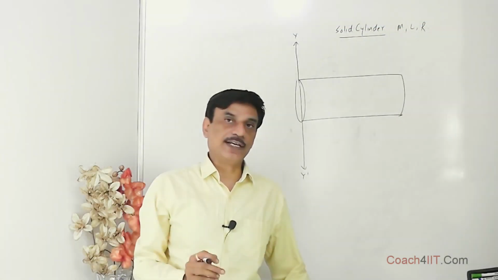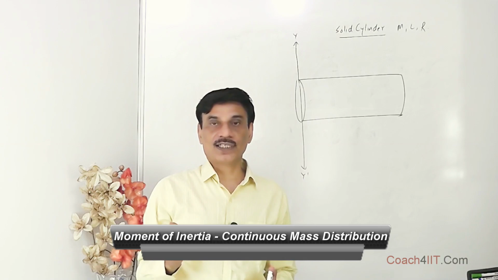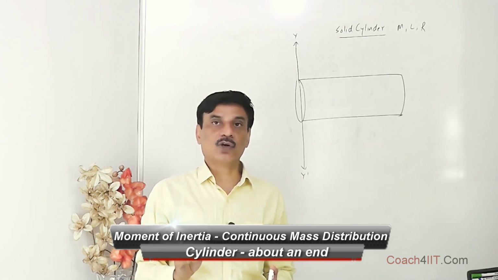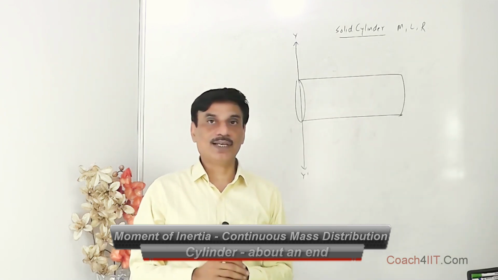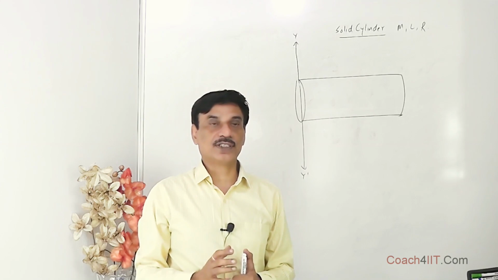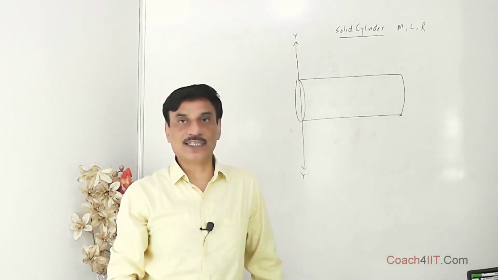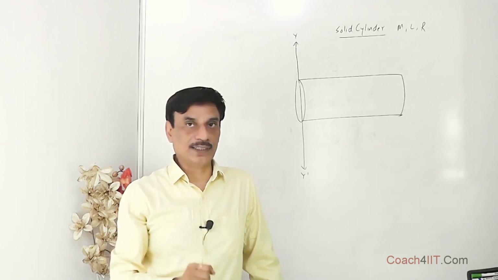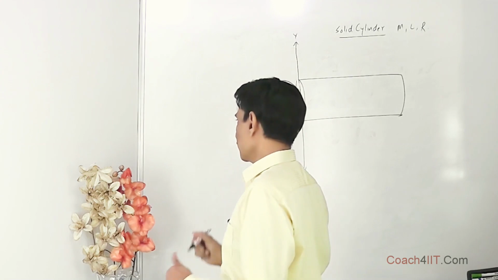Say now we have to find the moment of inertia of a cylinder. Obviously, we are not saying this is a thin rod. We are saying this is a solid cylinder of mass m, length L and radius r. We have to find its moment of inertia about this axis which is passing through one of its ends and perpendicular to its length.